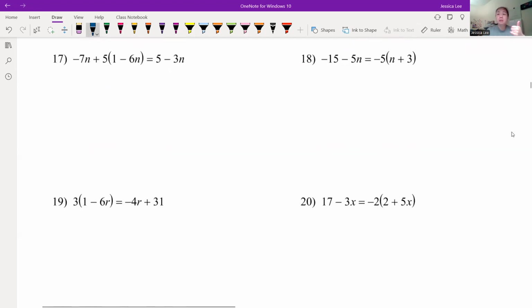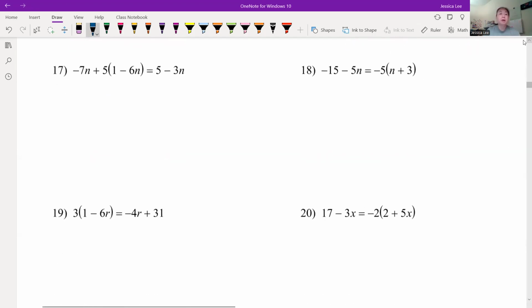All right, number 17, we got a few more kinds of solving equations problems to go. And again, we got parentheses and we got variables on both sides, all the things. We have -7n, and then we're going to distribute 5 times 1 is going to be +5. This is going to be 5 times -6n is going to be -30n. And what does that equal? It equals 5 minus 3n.